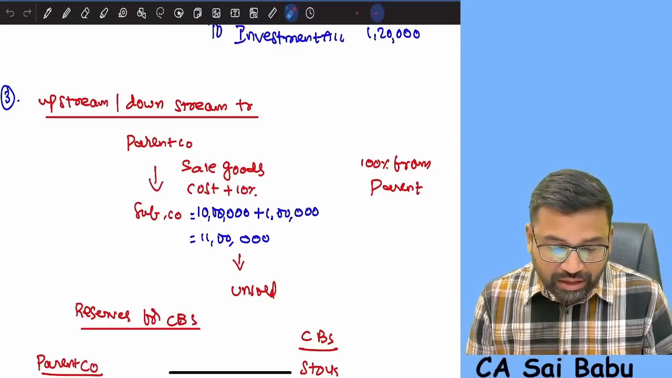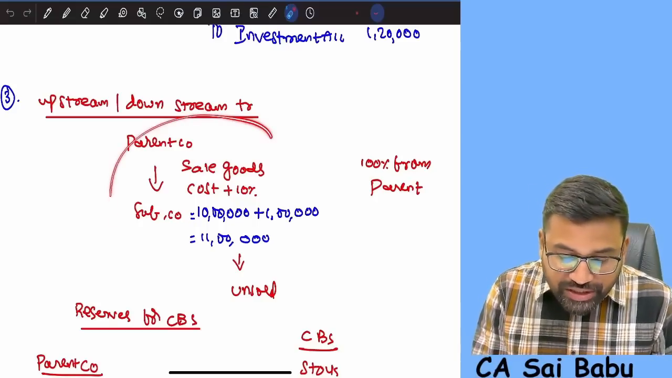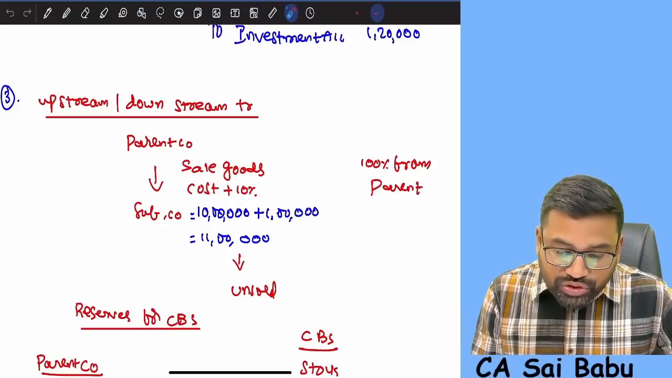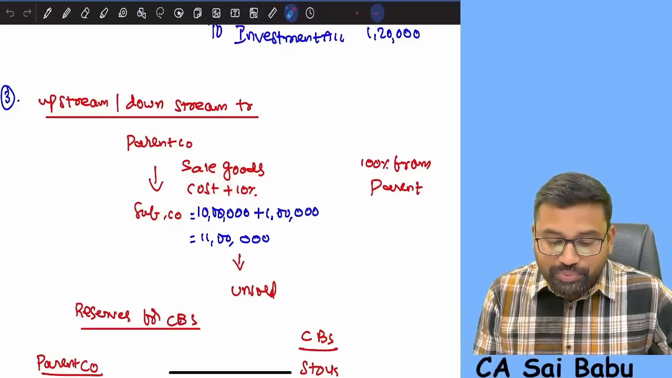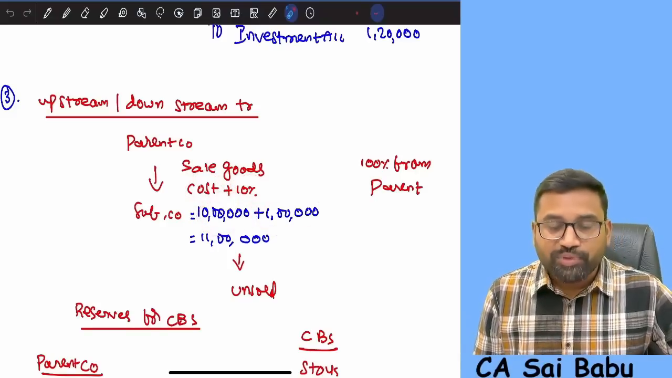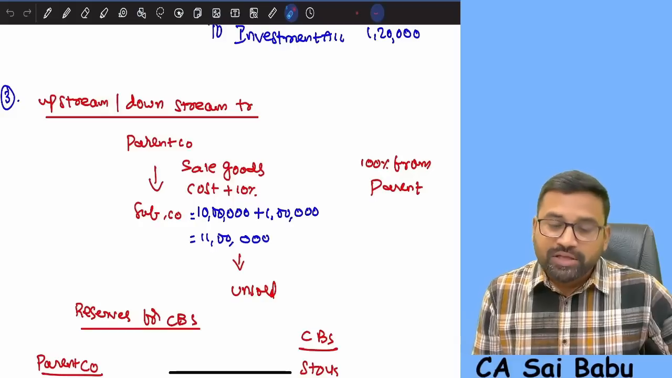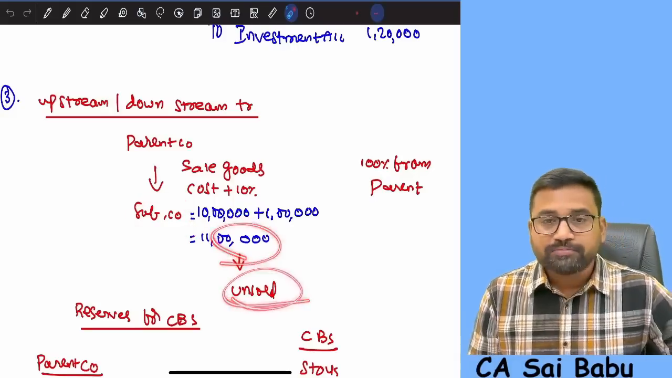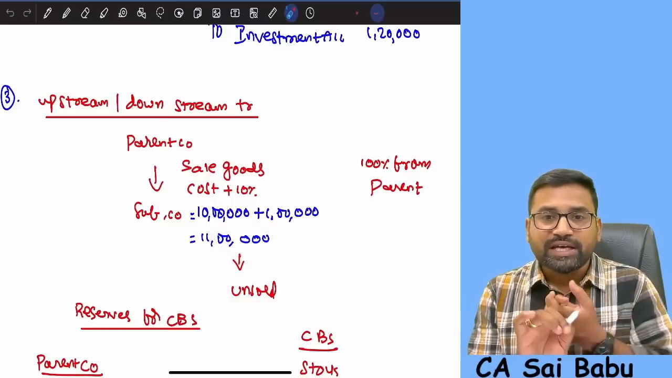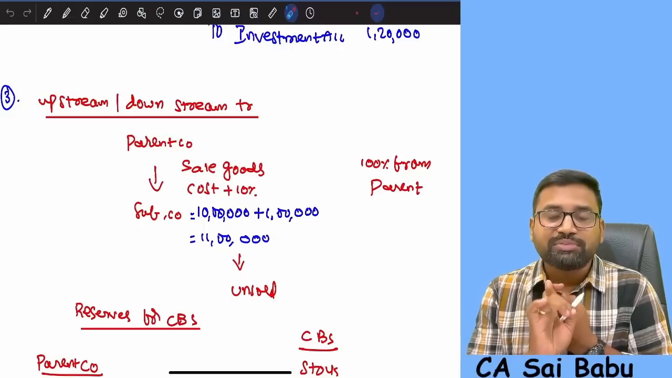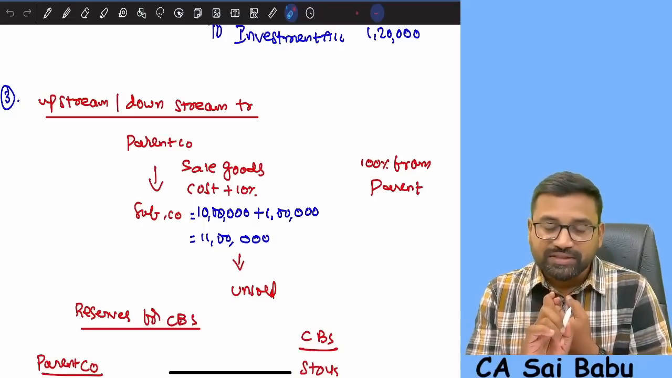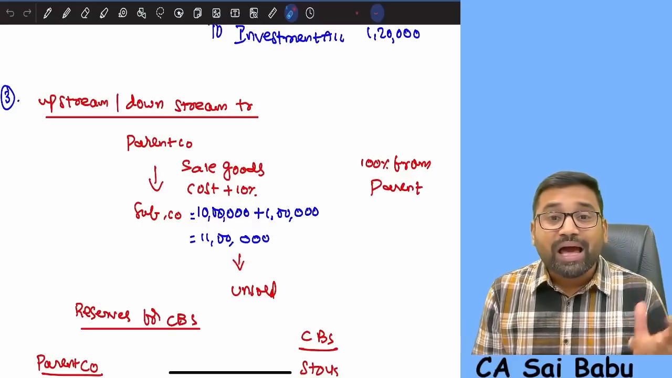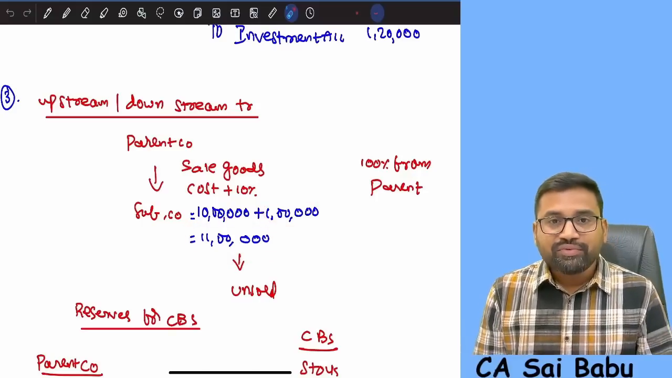Okay. Suppose there is a downstream transaction, that means the parent company sells goods to the subsidiary company. Suppose the goods are sold at cost plus 10%. Suppose cost is 10 lakhs, 10% profit added, 11 lakhs. Suppose the entire stock is still in the subsidiary company, not yet sold. Now tell me, you are preparing the consolidated balance sheet. Consolidated balance sheet means parent and subsidiary are treated as one entity. Now the stock is 11 lakhs. In this stock, how much is the unrealized profit? 1 lakh, which is not yet sold.